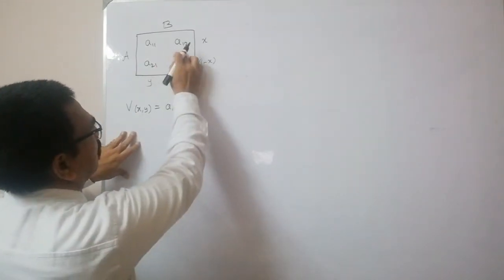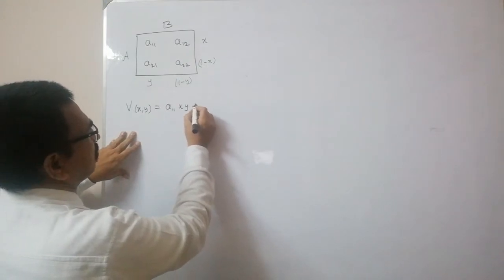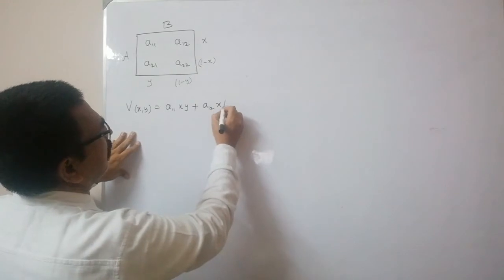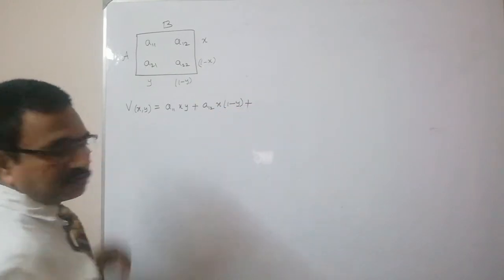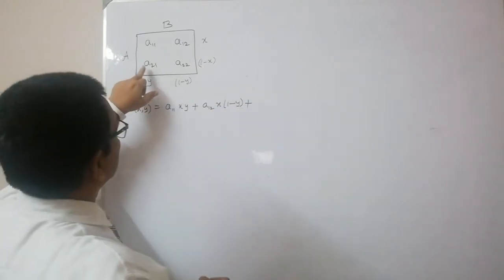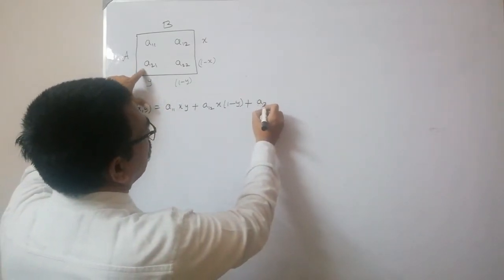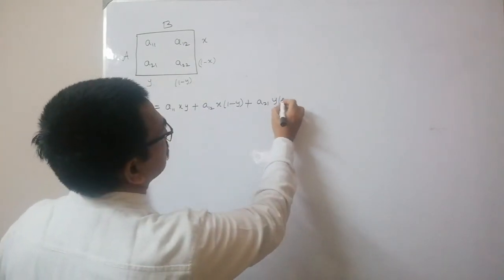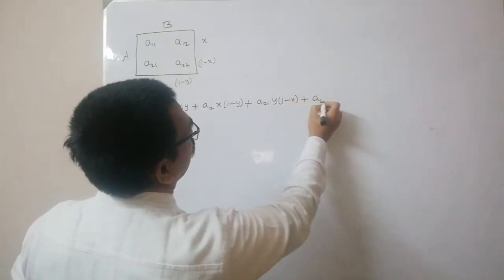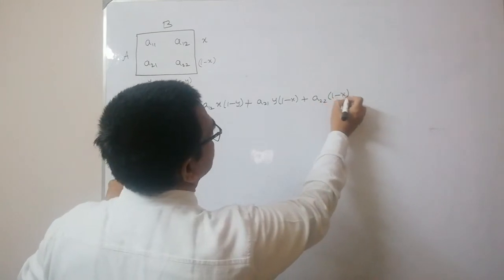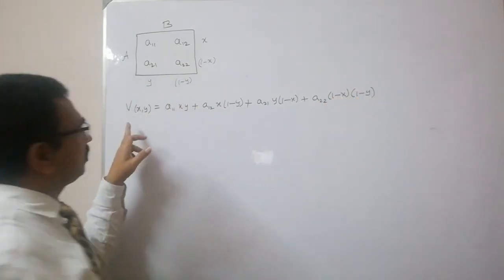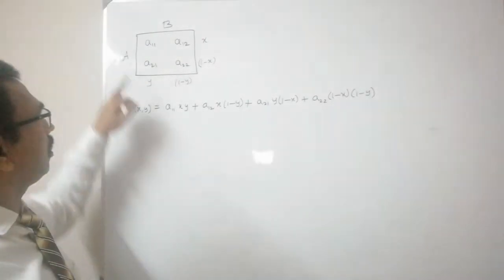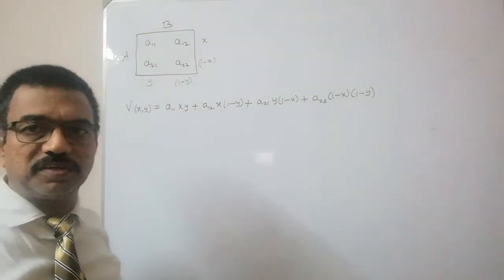Similarly, for other elements also we can write plus A12 into x into 1 minus y plus A21 into y into 1 minus x plus A22 into 1 minus x into 1 minus y. So this is the expected value of the game, provided A and B are left with two strategies each.